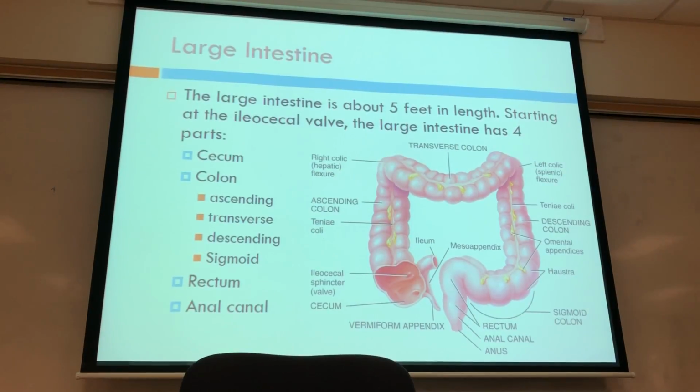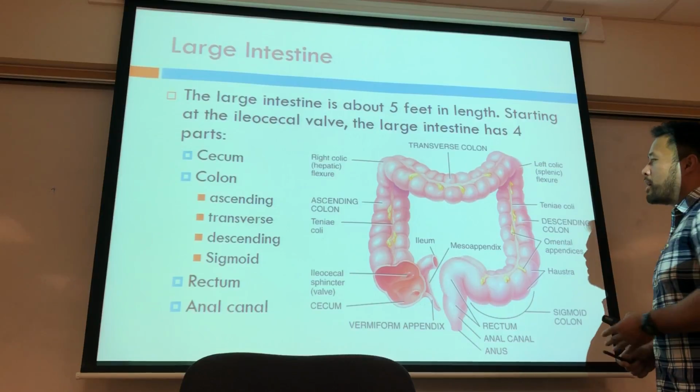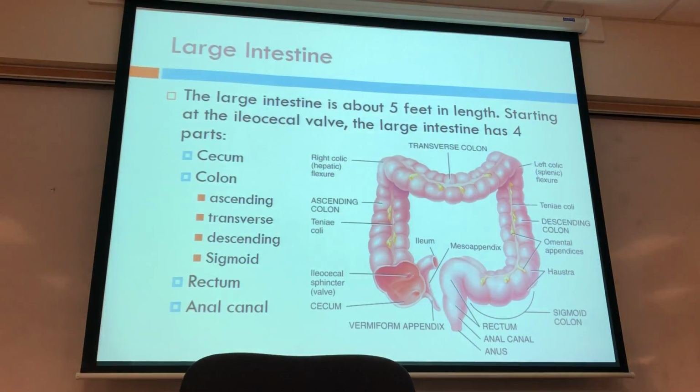So again, the small intestine is absorbing a good amount of all the different monomers that we've looked at. The large intestine is going to continue on with water absorption. Looking at the length of the large intestine, about 5 feet, you can see the ascending, the transverse, and the descending colon, and then the sigmoid colon. So those are 4 main parts of the colon itself.